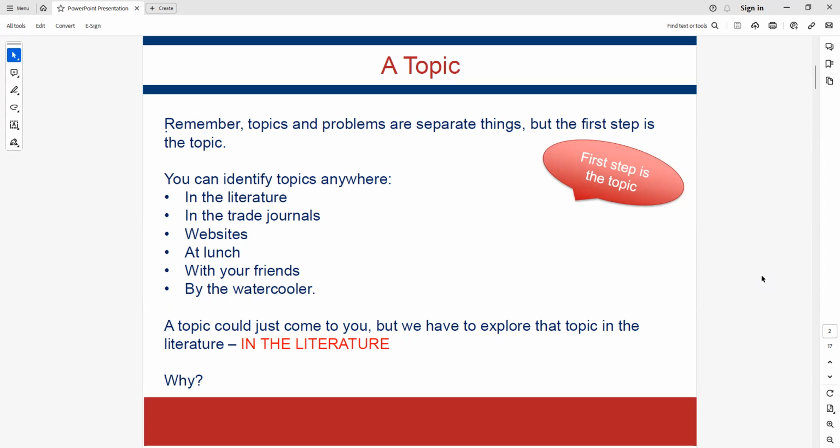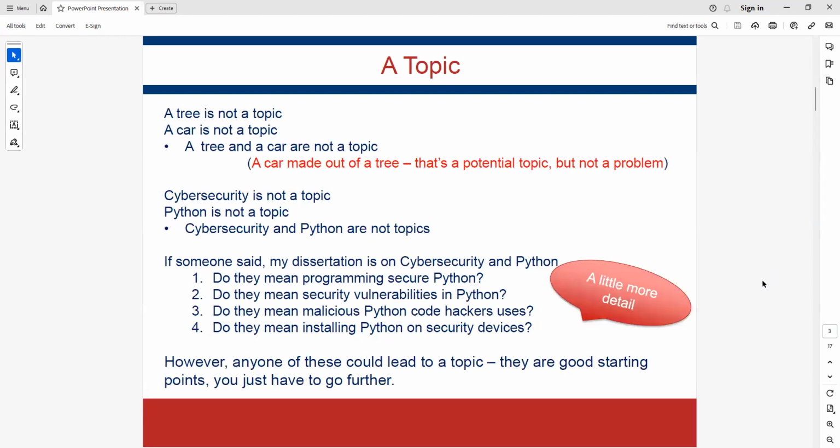You can identify topics anywhere: literature, trade journals, websites, with your friends at lunch. There is nothing saying you cannot just think of a topic that came from work. That is fine. But the important thing is you have to trace it back in the literature. We need to find a topic that's in the literature.